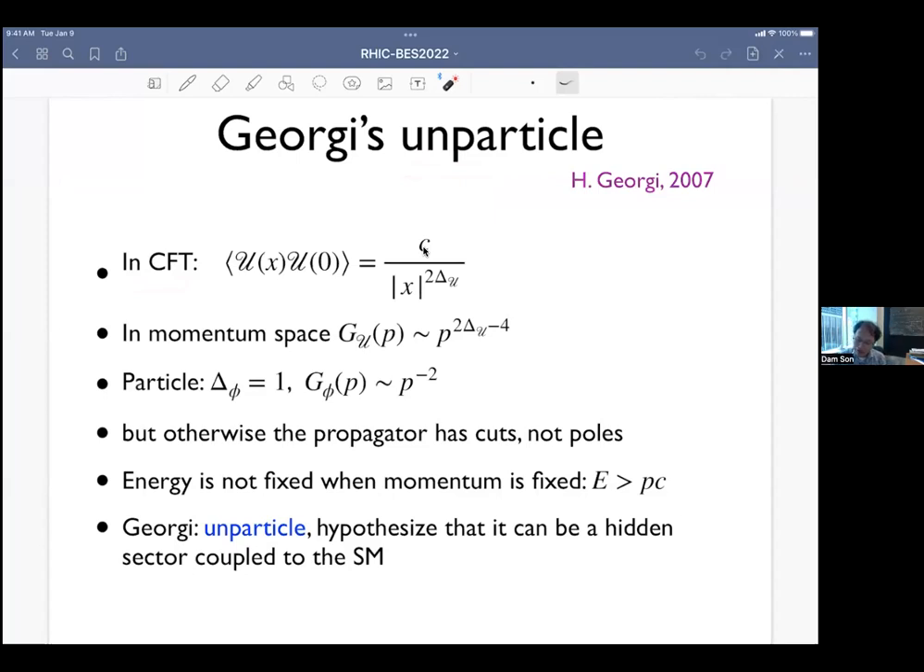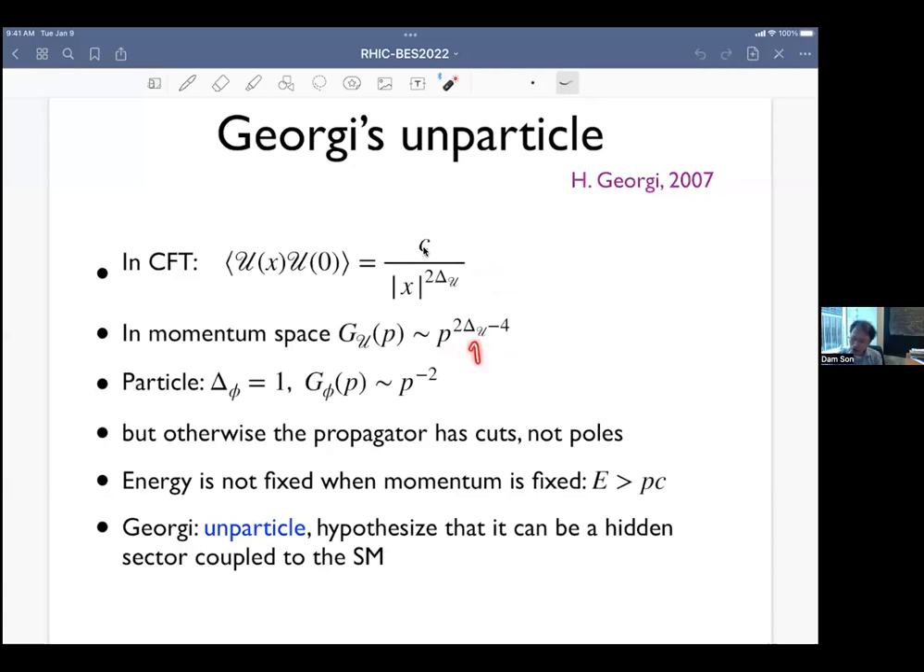Suppose we have a conformal field theory with some operator with dimension delta. The two-point function of this operator scales like 1 over x to the power of 2 delta. It has to be scale invariant, so this is the only form that it can have. In momentum space, the Fourier transform of this function is a power of the momentum.